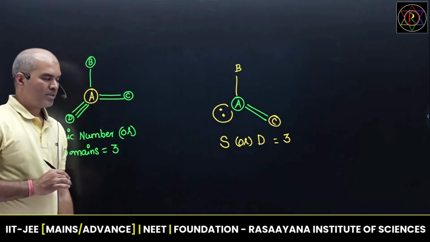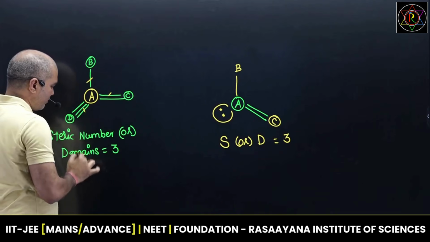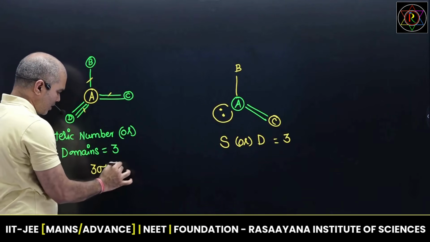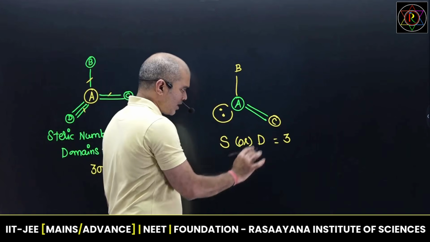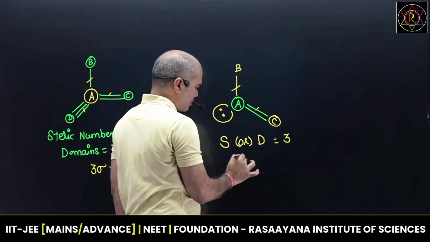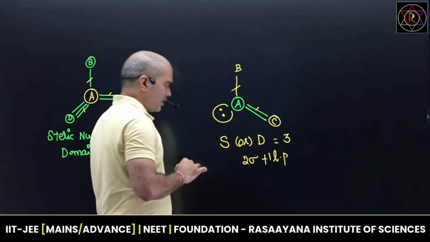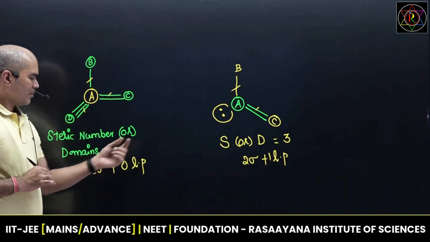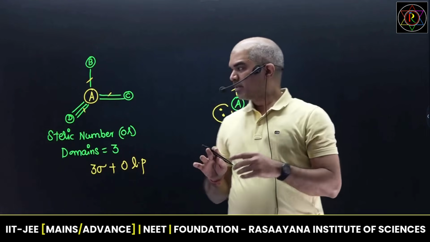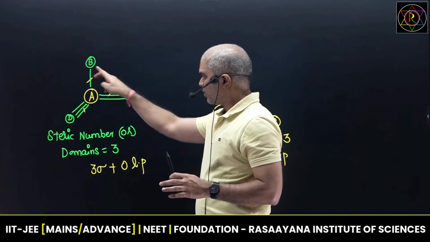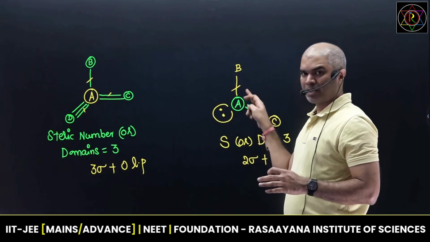But what is the important difference? The important difference is, in the first case, how many sigma bonds are present? There are 3 sigma bonds and 0 lone pairs. While in this case, the steric number is again 3, but there are 2 sigma bonds and 1 lone pair. So though the steric number is the same, the combinations of sigma bonds and lone pairs are different. When I look at the geometry, approximately this looks like a trigonal planar geometry. If I consider the lone pair, this also looks like a trigonal planar geometry.